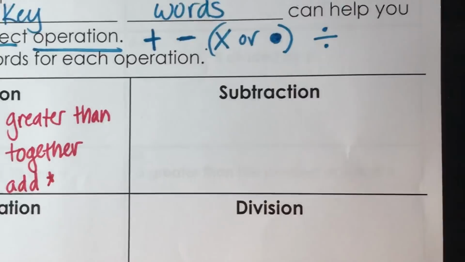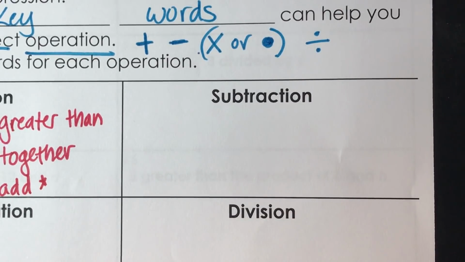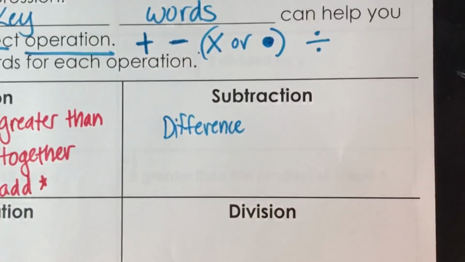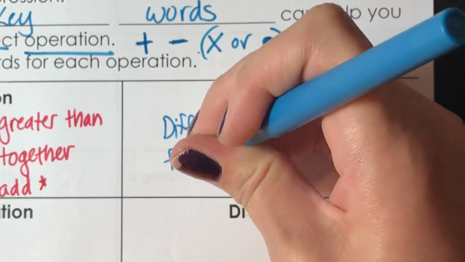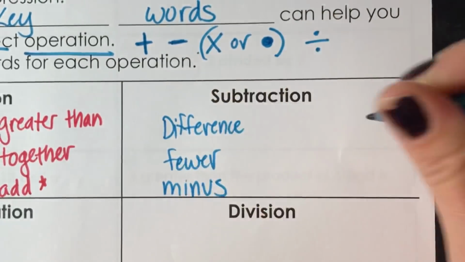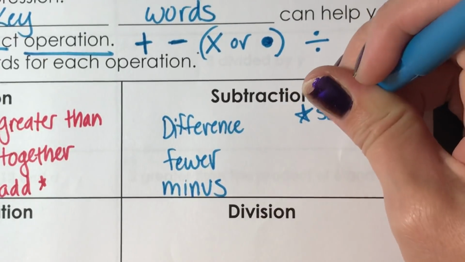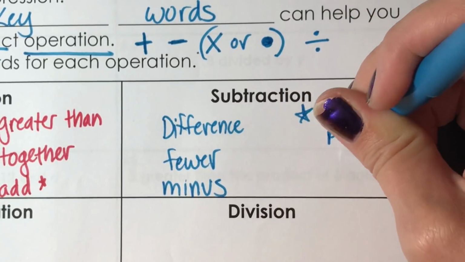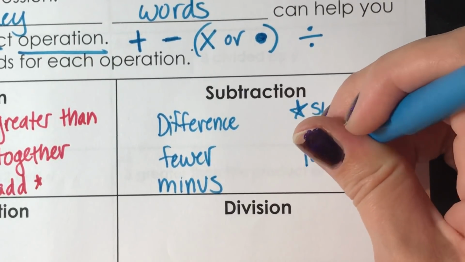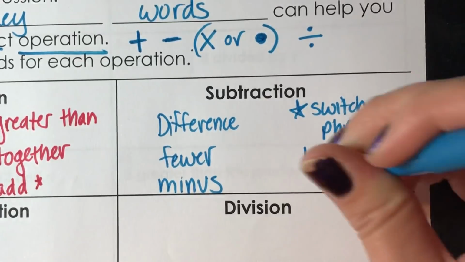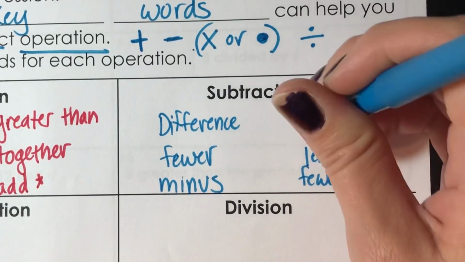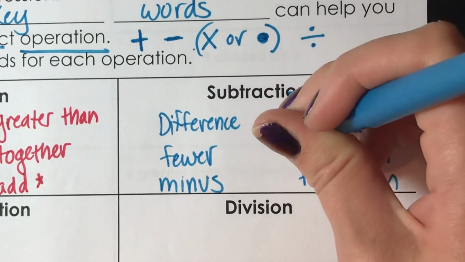All right, moving on to subtraction. Some keywords are difference, fewer, minus, and don't forget we do have some switch phrases like less than or fewer than. And we'll talk more about switch phrases in a little bit.